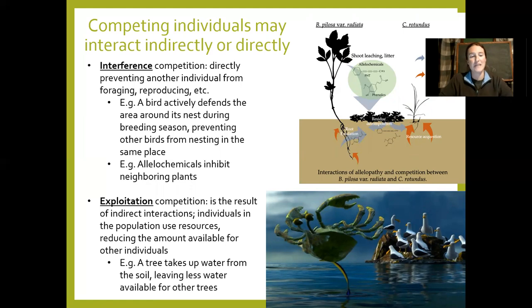The other option is exploitation. Essentially you take the resource and no one else can have it. You're not preventing anyone else from having it; you are eating it up so that no one else can have it. An example is a tree taking water up from the soil, water, nutrients, whatever, and so there's less available for the neighboring plants. So releasing the chemicals is interference. Taking up nutrients and water is exploitation. So multiple possibilities, multiple practices within the same organism.